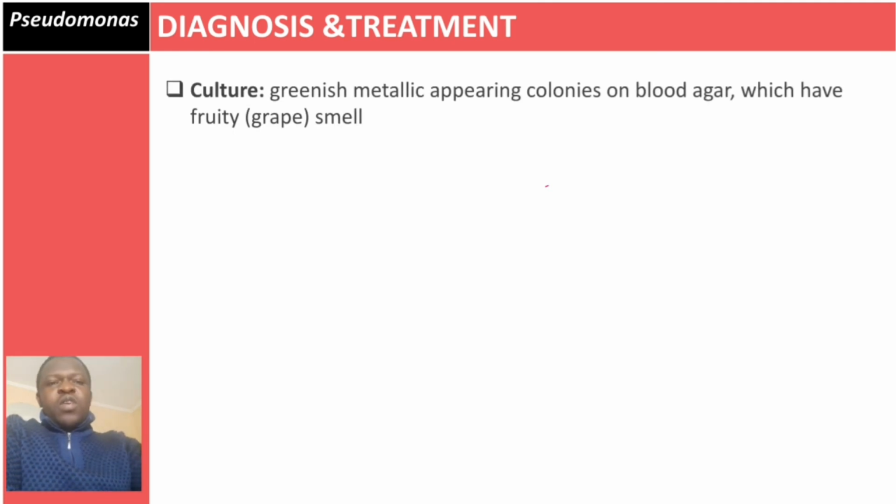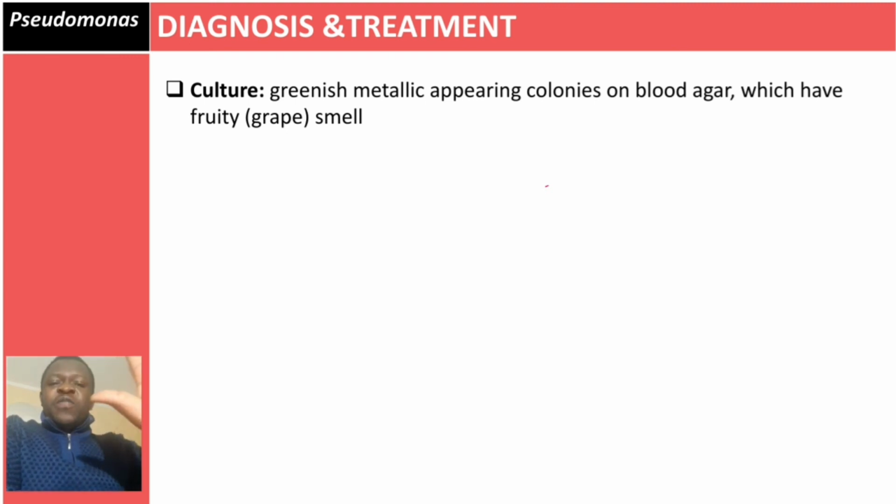Right, now let's talk about diagnosis and treatment. Right, so you know it's a gram negative, right? Gram staining, you can use all that, right? But what they commonly use is the culture method. So using the culture method, greenish metallic color appears on colonies on blood agar which have a fruit grape smell, right? I told you, you can actually smell it in agar plates, right? What else? You can also smell it from the dressings, the bandages, right? You can also smell this fruit or grape smell, right?